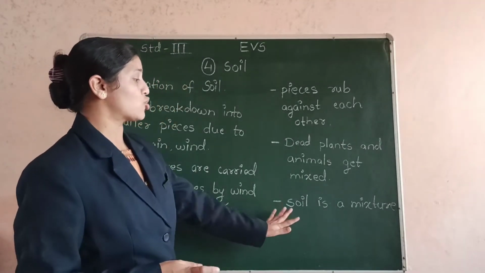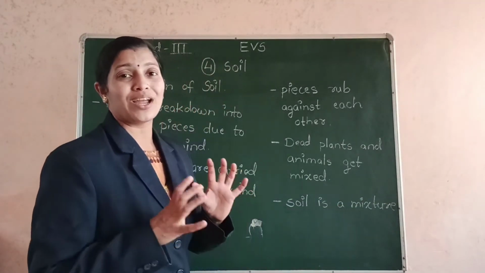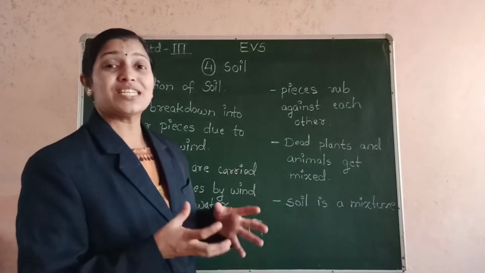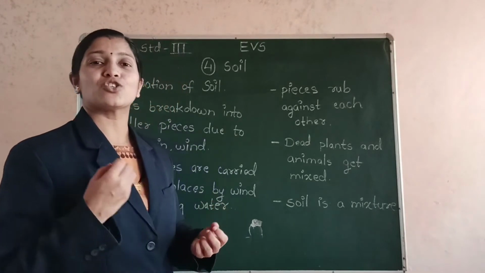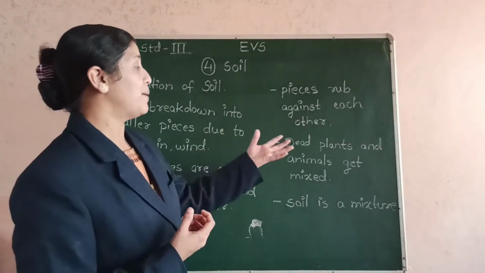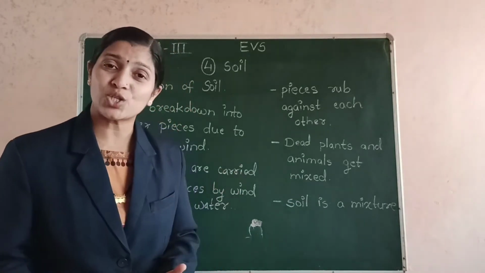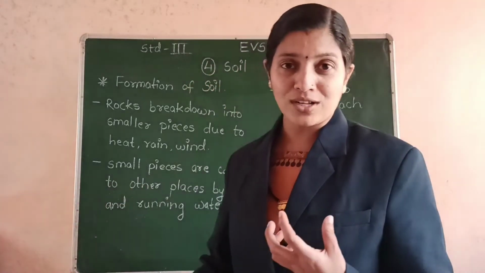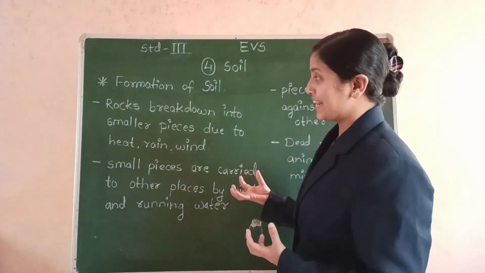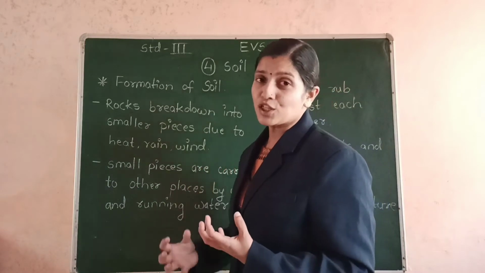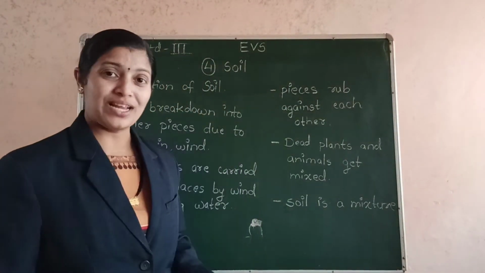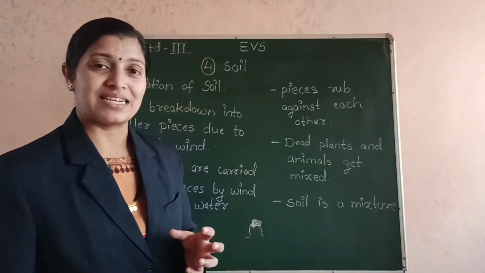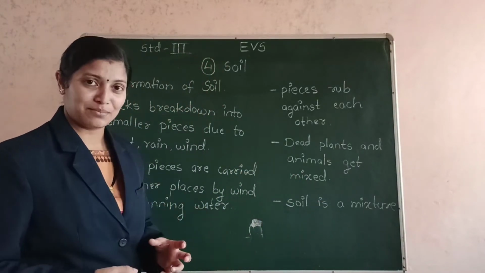So we can say that soil is a mixture. Soil is not a single ingredient, but a mixture of tiny particles of rocks and dead plants and animals. So what is soil? Soil is a mixture of fine particles of rocks, dead plants and dead animals. This is the definition of soil.